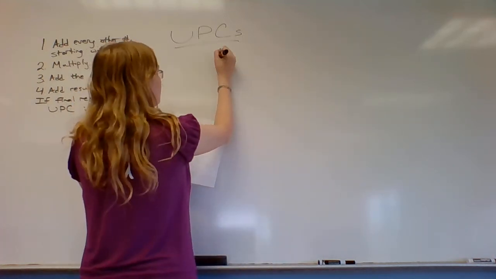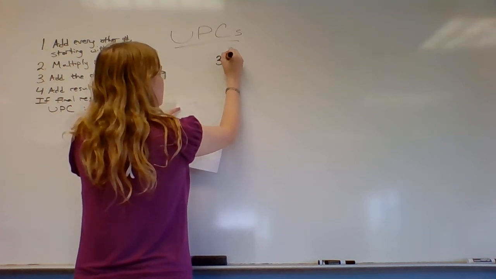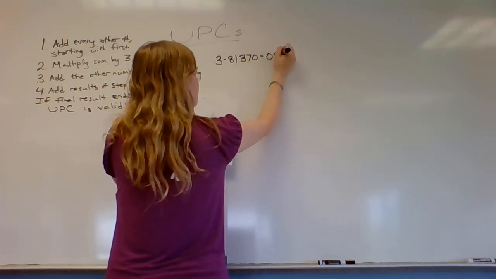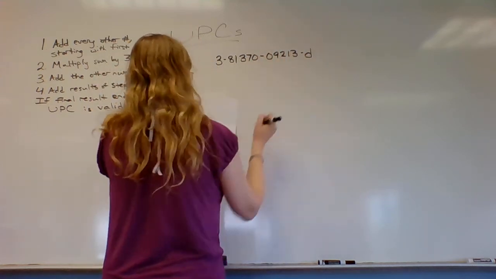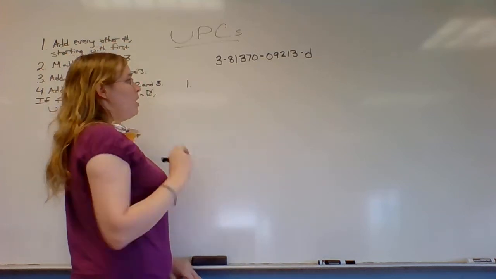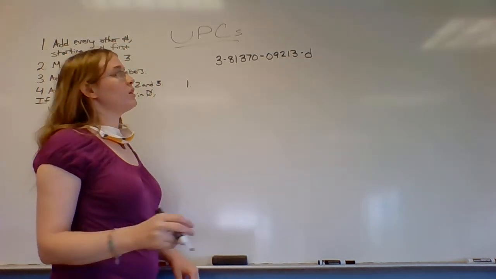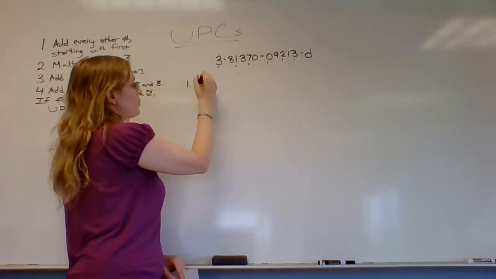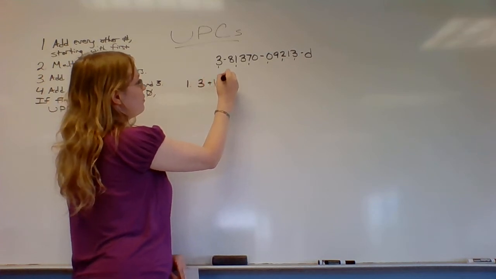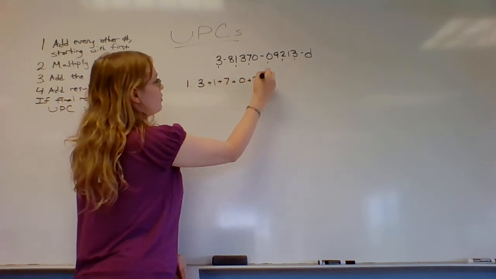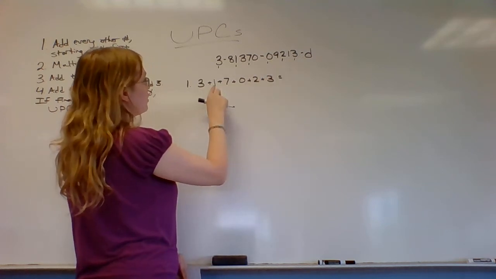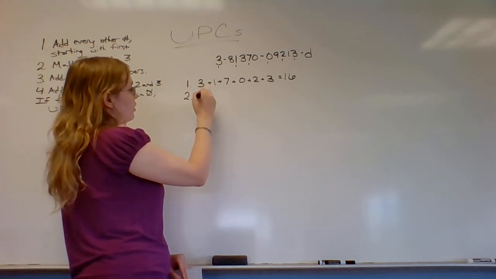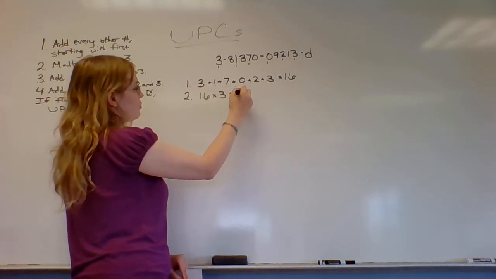So, for example, 381370 09213D. So we start off acting as if we're just checking the validity. We follow the same steps. So adding up every other number. 10, 11, 12, 13, 16. And then we multiply by 3. 16 times 3 is 48.